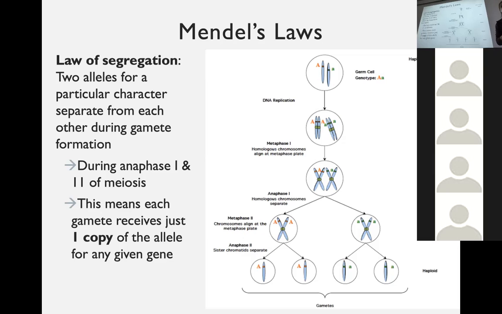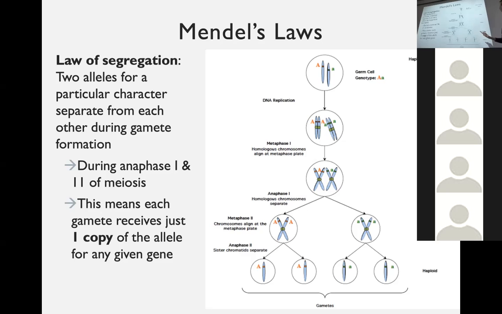So the first is going to be the law of segregation. This is where two alleles for a certain character are going to separate from each other as gametes are formed. So they're separating from each other because they are on homologous chromosomes which separate, and then the chromatids separate as well. So the alleles segregate or separate from each other. This happens during anaphase, which is where the chromosomes or the chromatids are separating from each other.